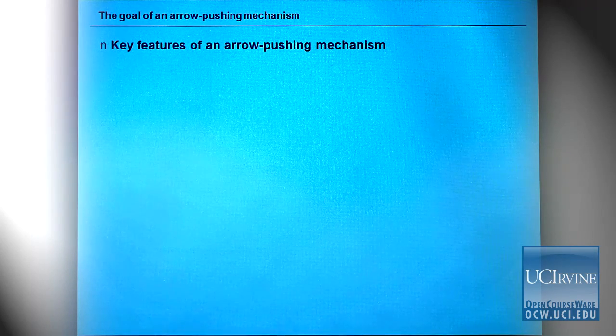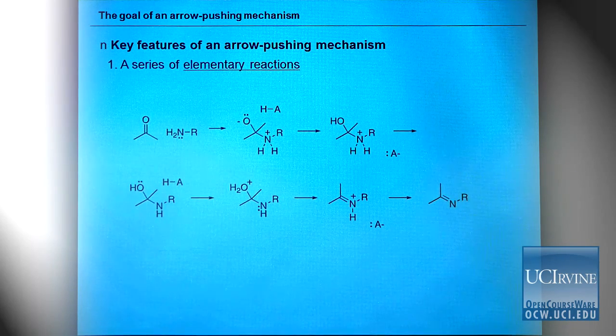So I want to start off by showing you the key features of an arrow-pushing mechanism that I expect when somebody says that they're drawing a plausible arrow-pushing mechanism. And the first and most important feature of an arrow-pushing mechanism is that you need to break a reaction, a chemical transformation, into a series of elementary reactions. So I've taken that imine forming mechanism here and I've broken it down into a series of elementary reactions. How do you know that this is a series of elementary reactions? 1, 2, 3, 4, 5, 6.